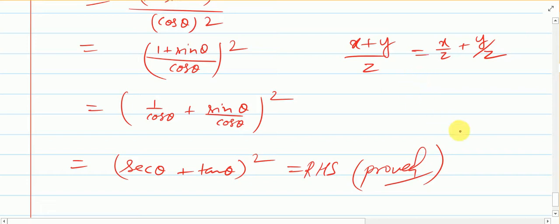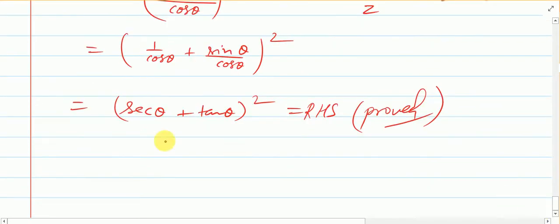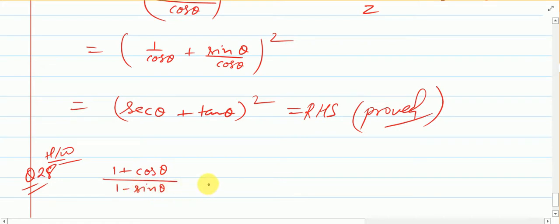Now next is question number 28. Question 28 will be your homework, and it is 1 plus cos theta upon 1 minus cos theta is equal to cosec theta plus cot theta whole square. So this is your homework.